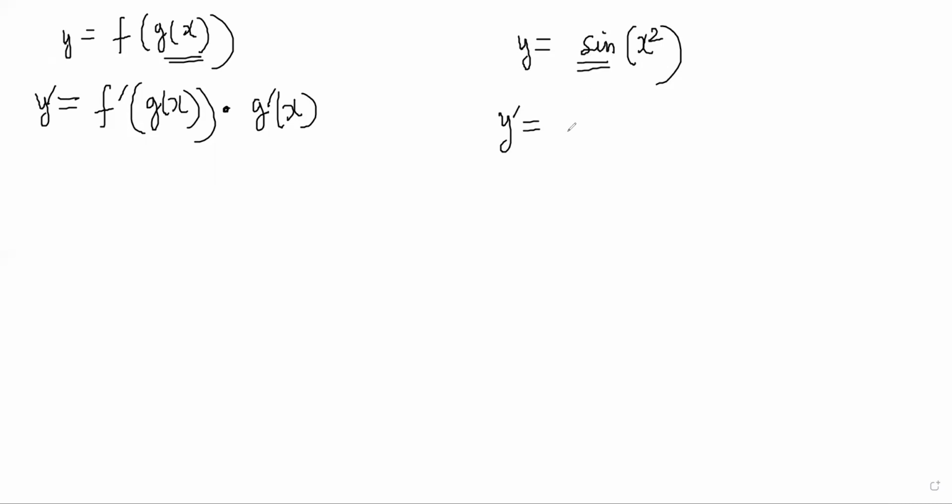So sine differentiation should be cos, right? And ignoring the inside part, I'll keep it as it is: cos of x square. And then now multiply it by the differentiation of the inside part. So that is x square, so 2x. Yeah, that will be the final answer.